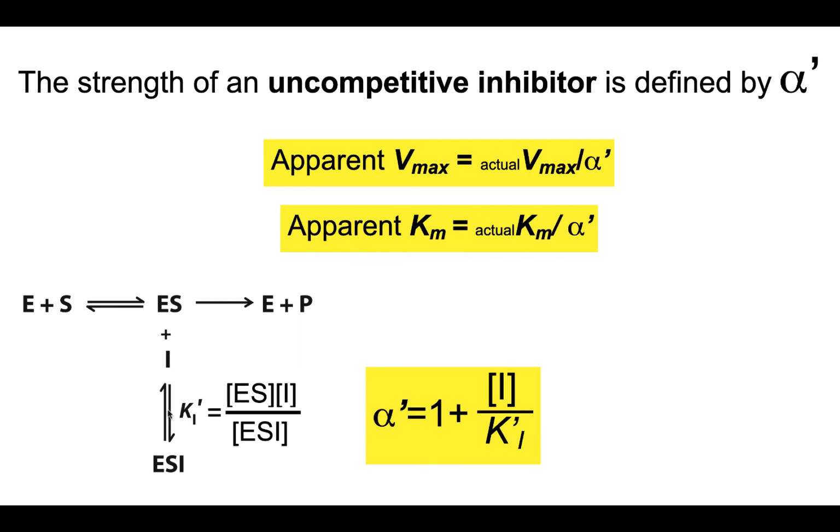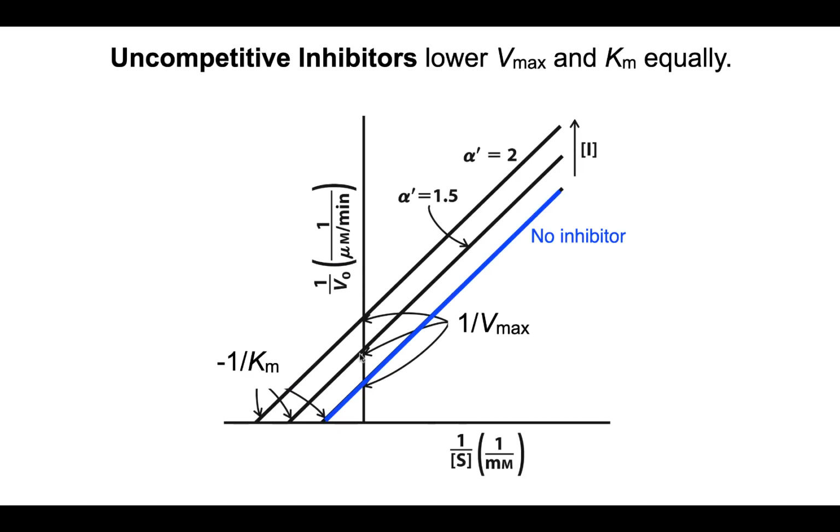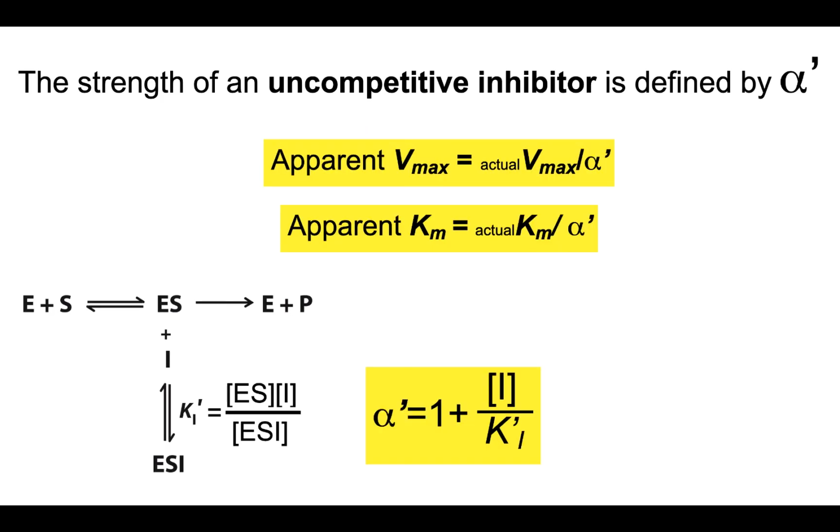K prime I is the equilibrium constant for that enzyme substrate complex binding to the inhibitor to make the enzyme substrate inhibitor complex. Okay, and so that is what alpha prime is, and that is the factor by which both Km and Vmax are reduced, thereby giving us data that looks like this, these parallel lines, because Km and Vmax are being reduced by the same factor.